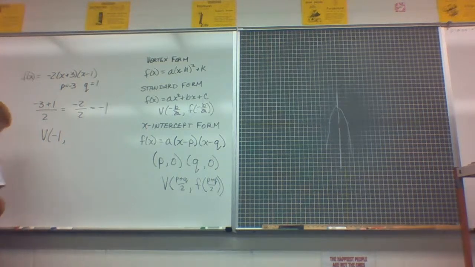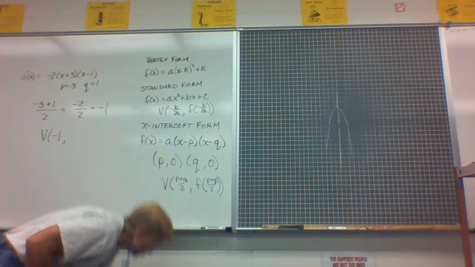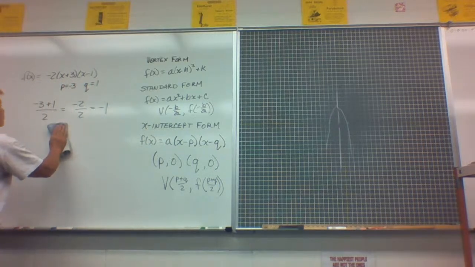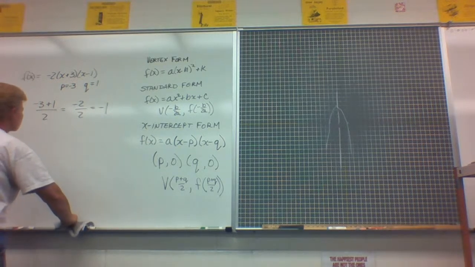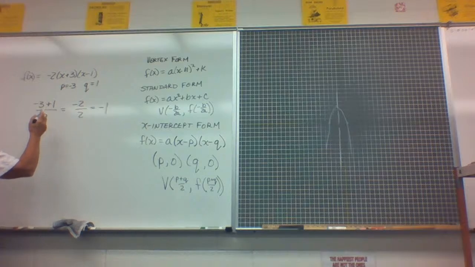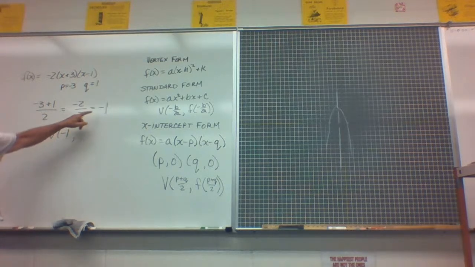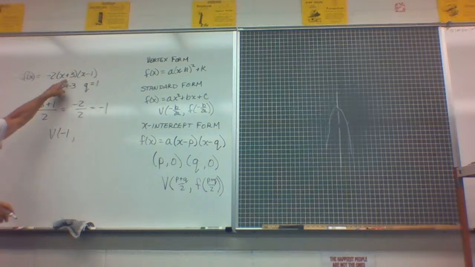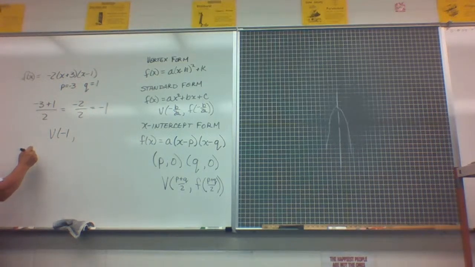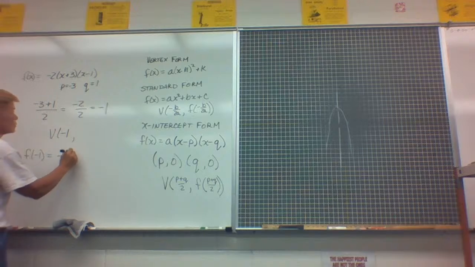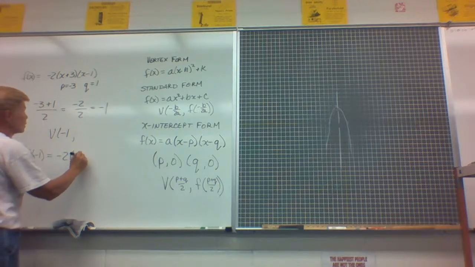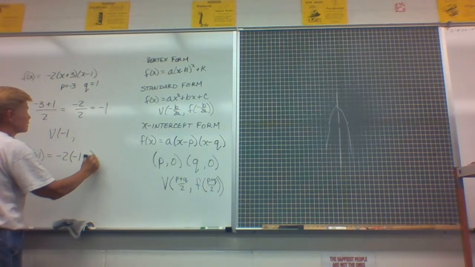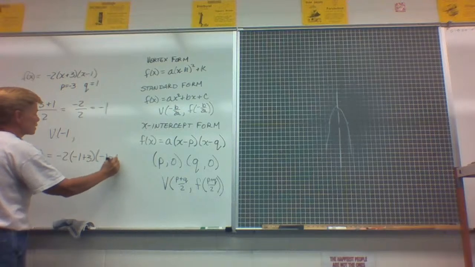Oh, you can't see that, sorry. Let me put it over here. Oh, can you see that? Oh, yeah, you can see that. Sorry. Okay, so the x-coordinate of the vertex is -1. How do I find the y-coordinate? Same way I always have, by plugging it in. So f of -1 will be -2 times -1 plus 3 times -1 minus 1.